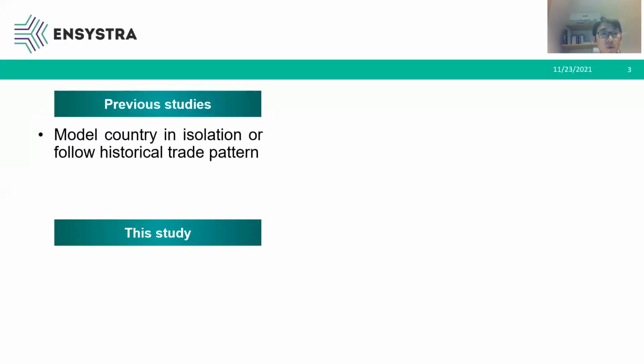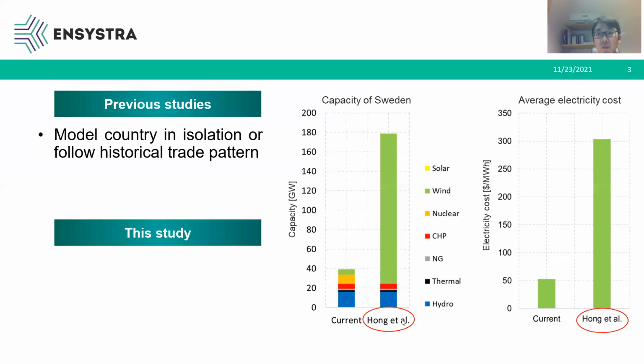We found that previous studies in the literature focusing on Sweden either model Sweden in isolation or follow historical electricity trade pattern. One typical example is Hornet-O. In the study of Hornet-O, to replace 9 gigawatts of nuclear power, around 150 gigawatts of wind power is needed. As a result, the electricity cost is around $300 per megawatt hour, which is roughly 6 times as much as the cost of nowadays.